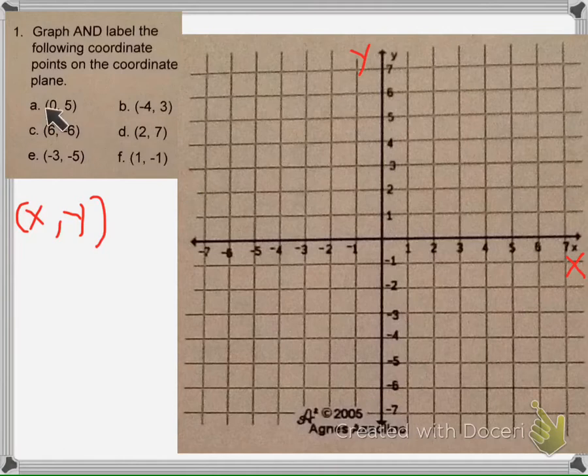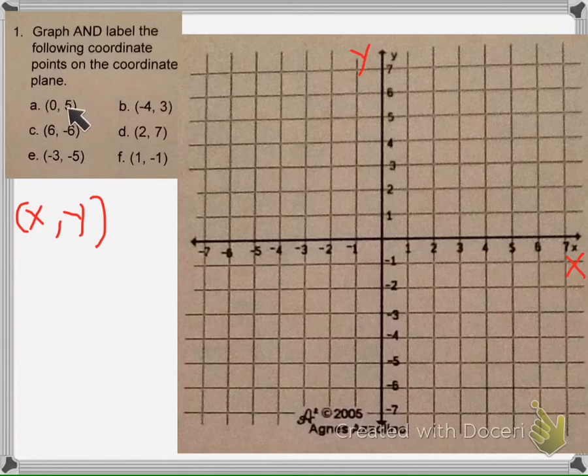Okay, if it's a positive x number, the first number is positive, that means I'm going to the right, to my positive numbers. If the x number, the first number, is negative, means I'm going to the left. Now if the y number, the second number, is positive, that means I go up. And if the second number or the y number is negative, that means I go down. So let's do 0, 5.